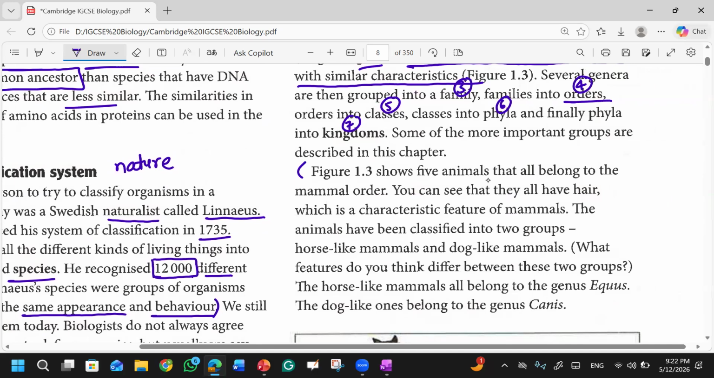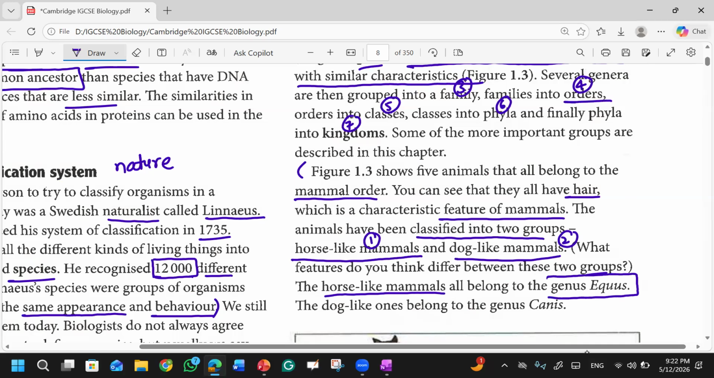After this, now can you read from here? Figure 1.3 shows five animals that all belong to the mammal order. You can see that they all have hair, which is a characteristic feature of mammals. The animals have been classified into two groups: horse-like mammals and dog-like mammals. What features do you think differ between these two groups? The horse-like mammals all belong to the genus Equus. The dog-like ones belong to the genus Canis.